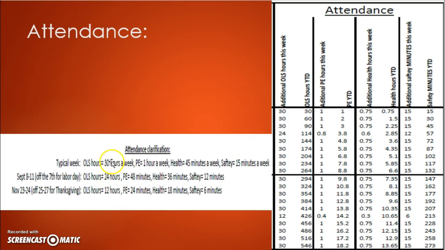Attendance in general needs to be 30 hours a week. The exceptions were when we had a day off for Labor Day and when we have 3 days off here in November for Thanksgiving break. Those are going to be different because there's fewer days that week. But in general, 30 hours a week in attendance total. 1 hour needs to be in PE. 45 minutes needs to be in health. 15 needs to be in safety.